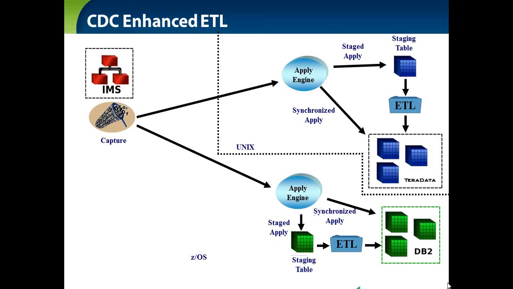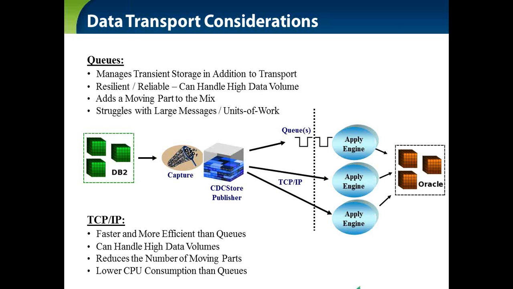Replication in general, large units of work, is one of the challenges. But if you put queues in the mix, you're adding CPU time, significant. You're adding latency and overall cost to a z/OS environment, for example. Native TCP/IP, on the other hand, is much faster and more efficient than queues. It's very fast. We basically have the ability to eliminate the overhead associated with queue managers. It handles extremely high data volumes, reduces the number of moving parts, and of course, lower CPU.